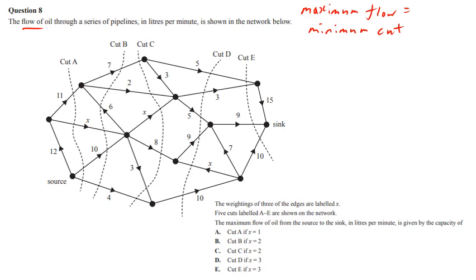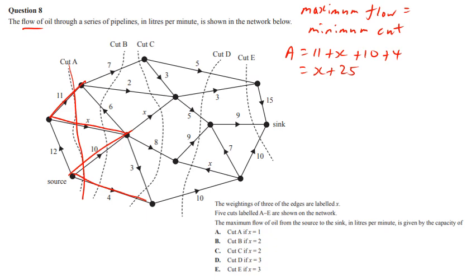So let's have a look at, first of all, cut A, which is this one. And let's add them up. So we've got 11, so equals 11 plus this X plus 10 plus the 4. So that means A is X plus 25.